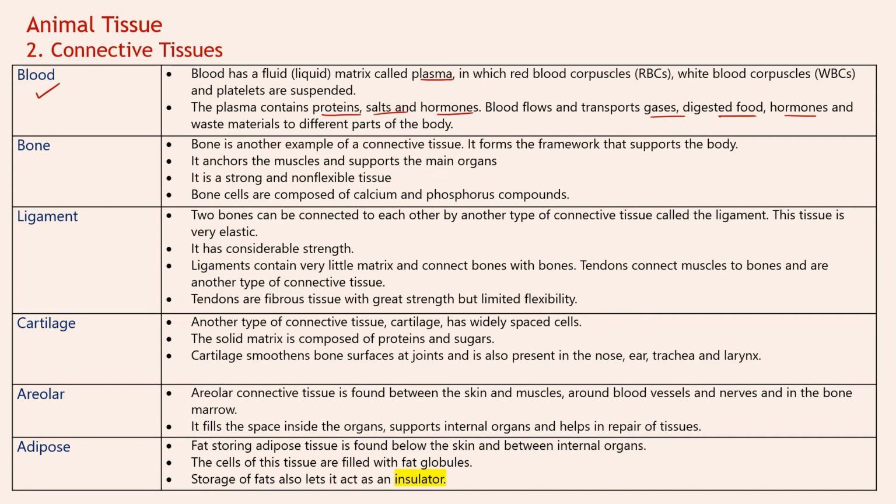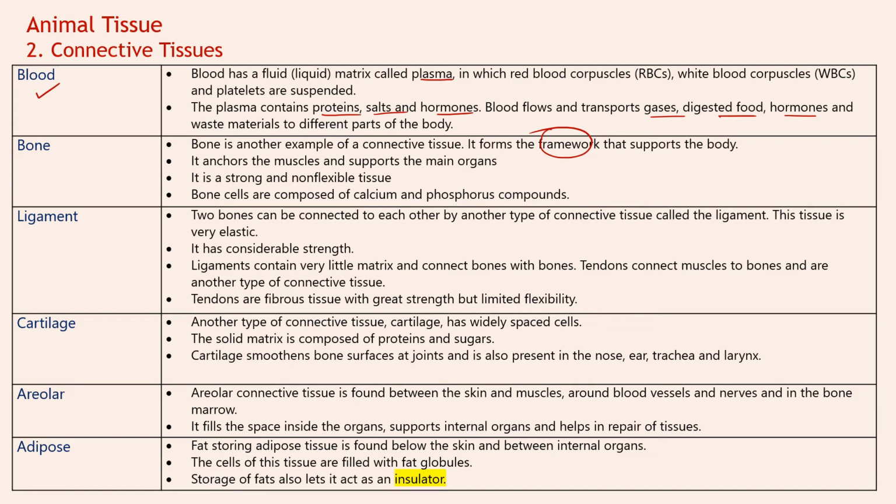Blood also consists of plasma, RBC, WBC and platelets. All this material is suspended in the blood, and along with that it also transports material to the body parts. Second is bone. Bone is another example of connective tissue. It forms a framework and gives strength to our body. It anchors muscle and supports the organs.